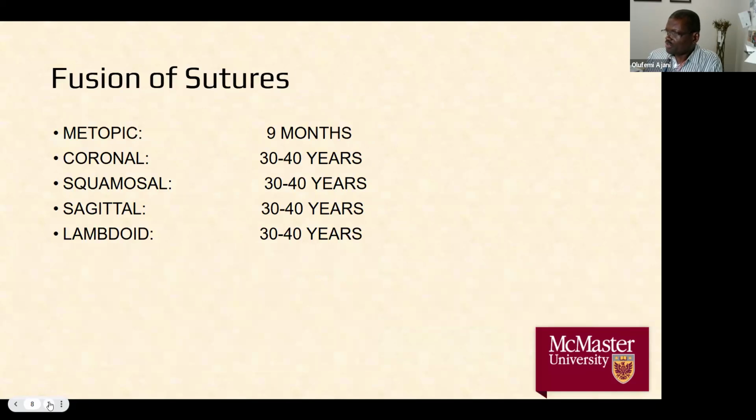When do the sutures fuse? The sutures actually remain open for quite a long time. The first one to close completely is the metopic suture, which closes by the age of 9 months. The other sutures close around the ages of 30 to 40 years.